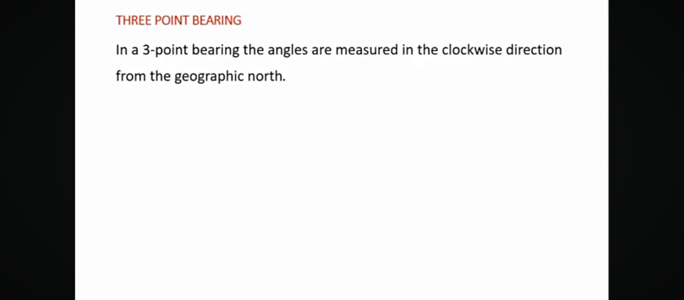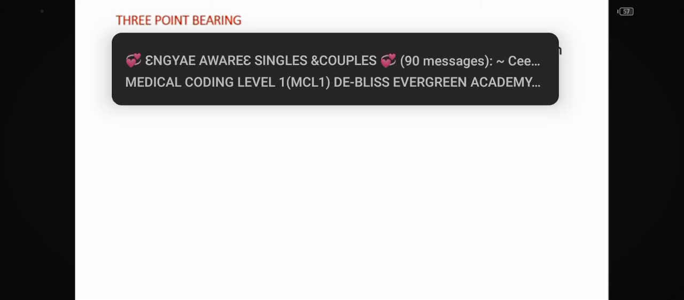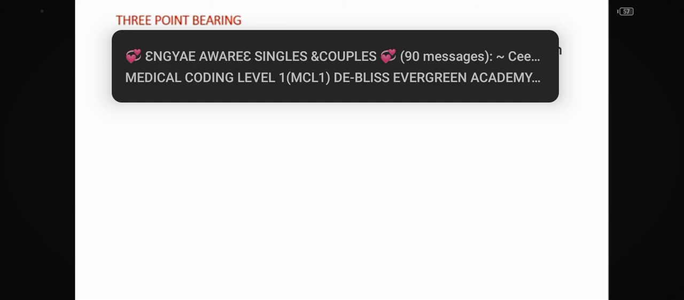In a 3-point bearing, the angles are measured in the clockwise direction from the geographic north. We learned in the previous video that for compass bearings, the angles are measured either from the north or the south, and the direction in which you measure the angle depends on whether the other cardinal point is the west or the east. For 3-point bearings, the angles are always measured from the geographic north in the clockwise direction.